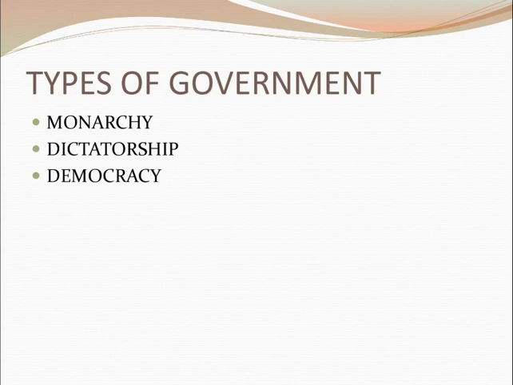Second type of government is dictatorship. In this system, one person holds all the powers and no elections are conducted. There is no freedom for people. Here one dictator rules the people. Third important type of government is democracy. In this democracy, people choose leaders and the people's rights are protected.